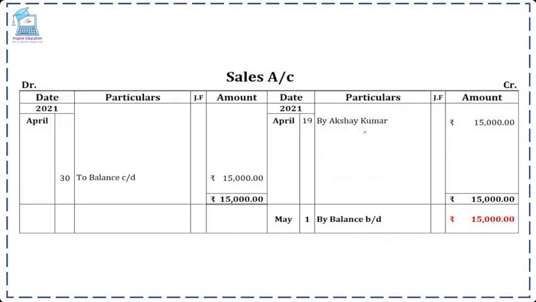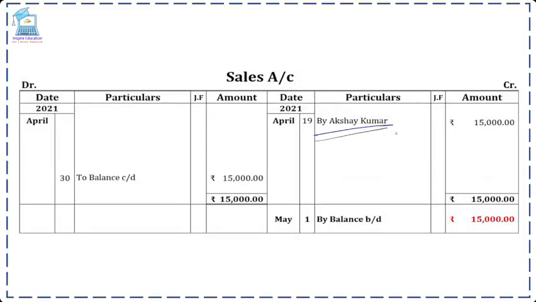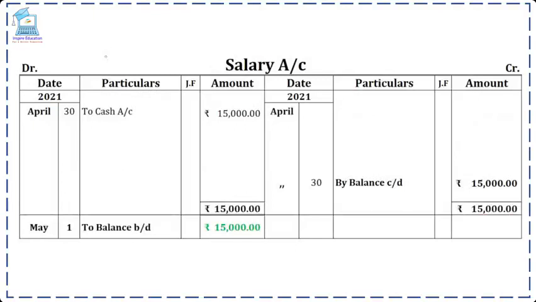Next, coming to the sales account. There is only one entry. As we have already discussed, Akshay Kumar to sales. So sales is credit, and on the credit side we will write 15,000. The balance is 15,000, and this is called a credit balance. Clear? Next, salary. The entry was salary to cash. So the salary account is debited, and on the debit side 15,000 is posted. Ultimately, the balance is 15,000. This is called a debit balance.